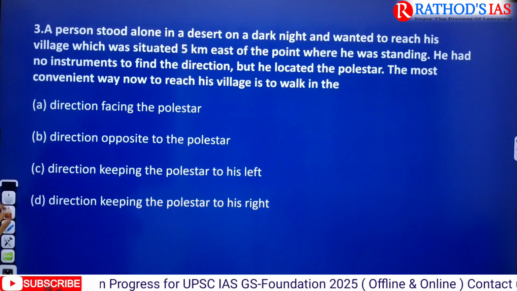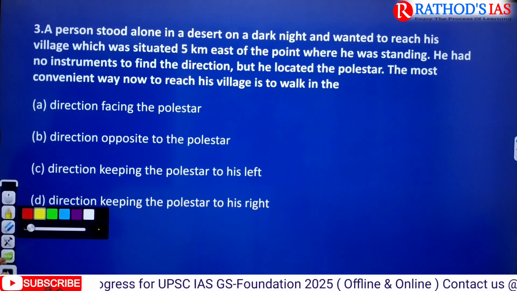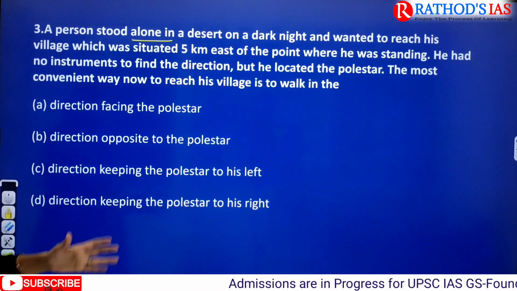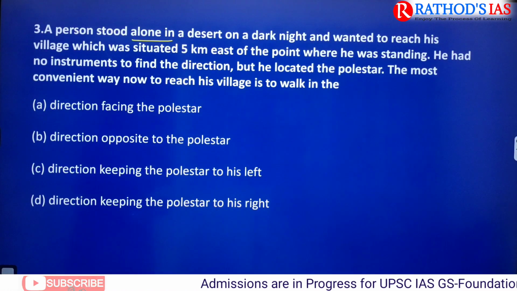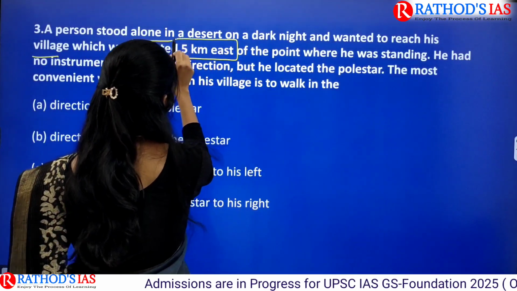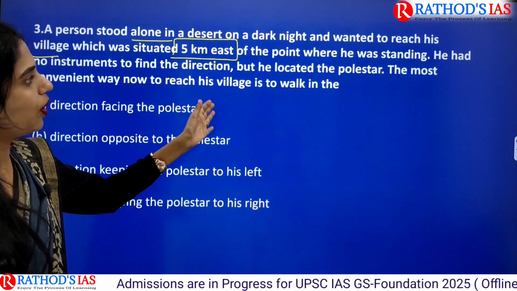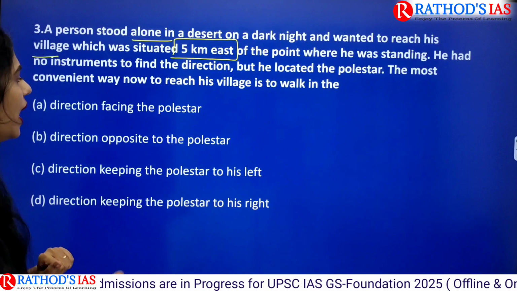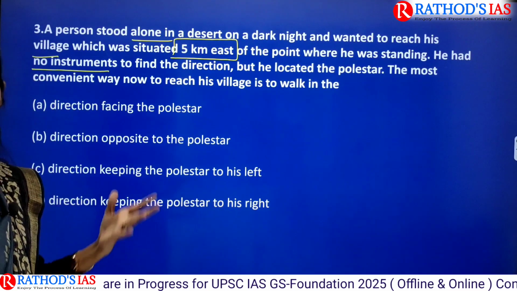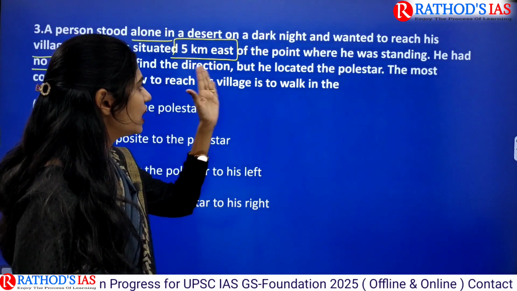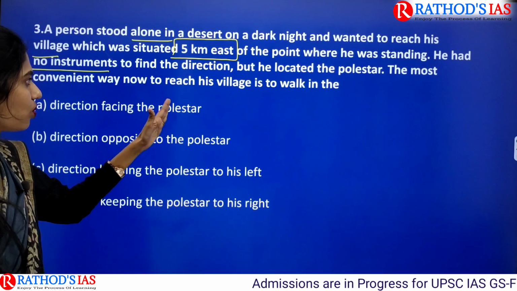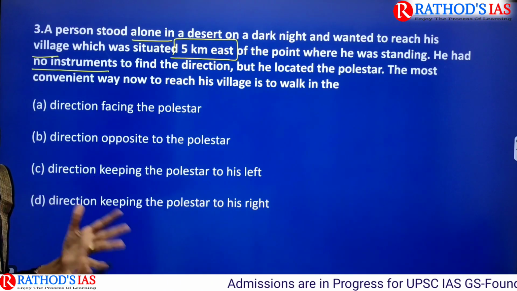Yes, now let us see the next question. A person stood alone in a desert on a dark night and wanted to reach his village, which is situated 5 kilometers east of the point where he was standing. He had no instruments like a compass to find the direction, but he located the pole star. The most convenient way now to reach his village is to walk in which direction?